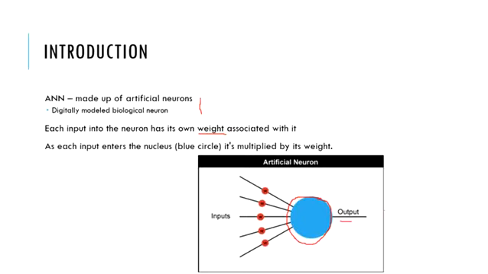So we've got inputs, which would be usually specified as X, and with these inputs we have some weight or W properties. As each input enters the nucleus, it is multiplied by its weight. So similar to linear regression, what we see over here is that each input and its corresponding weight is sent in for further processing.